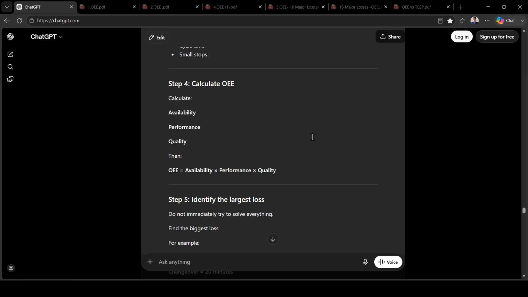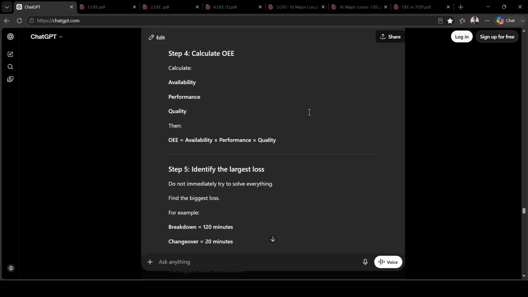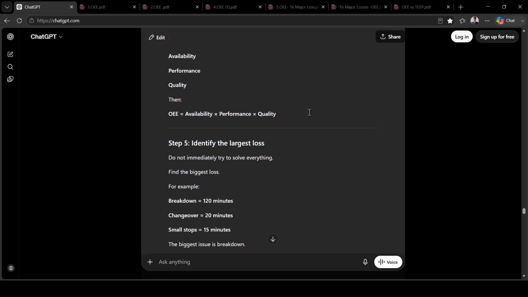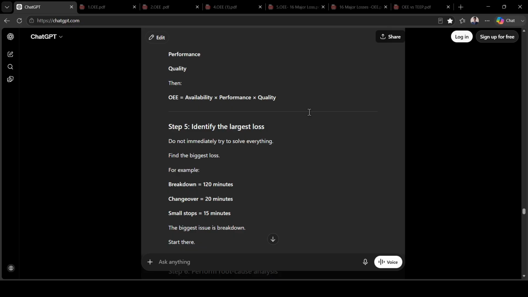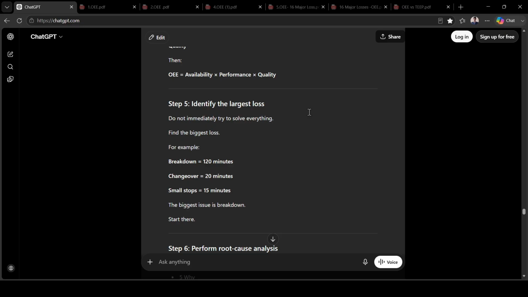And step 5, identify the largest losses. Do not immediately try to solve everything. Find the biggest loss. For example, breakdown 120 minutes, changeover 20 minutes, small stop 15 minutes. And the biggest loss is breakdown. Start there.